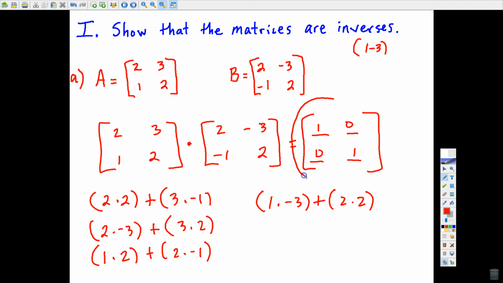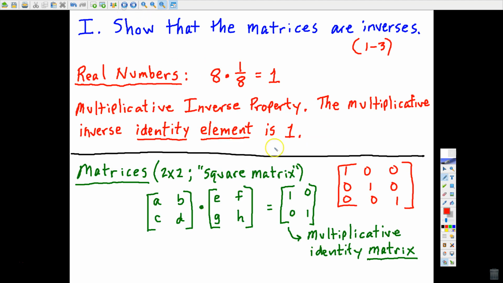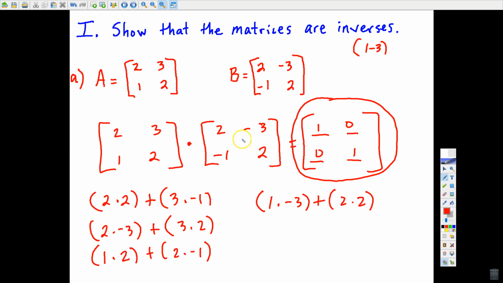Remember, when we're trying to determine whether matrices are inverses, we should always come up with this matrix, the identity matrix for multiplication. This is called the identity matrix. And so that's what you're going to do basically on problems 1 through 3. Multiply 2 given matrices together and prove that the identity matrix will be the result, which proves that they are inverses.